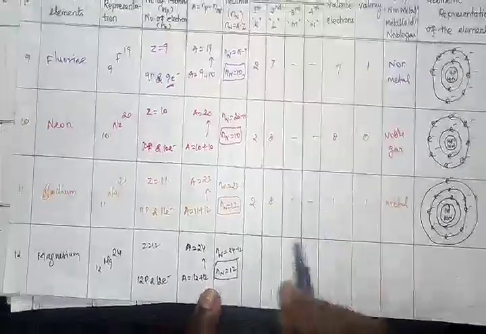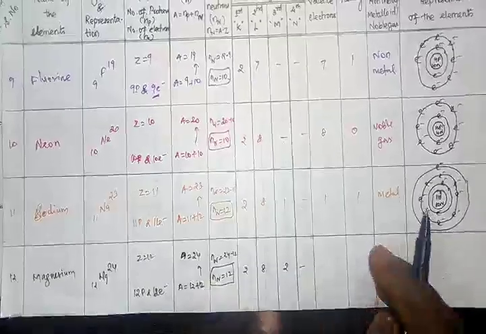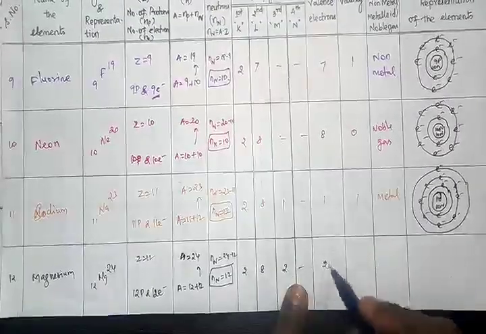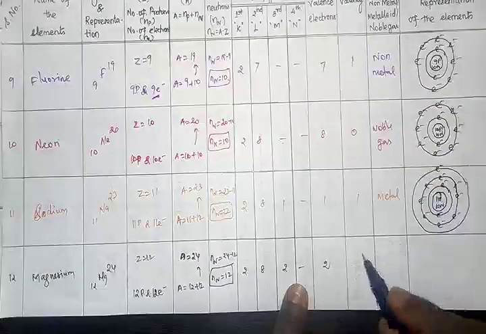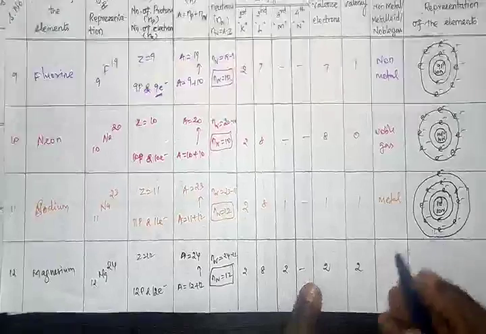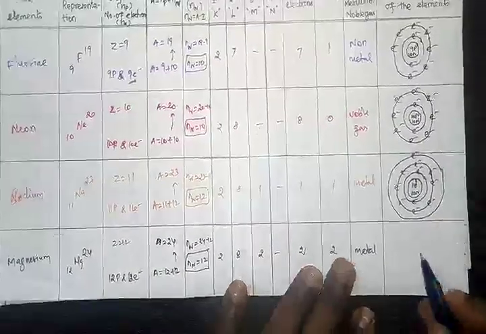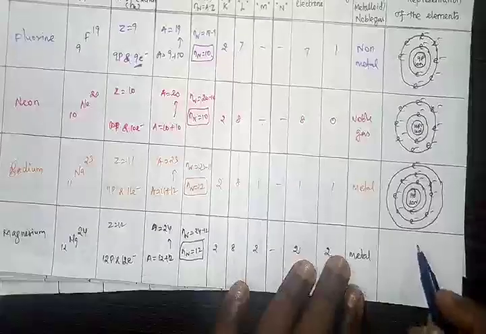Now we have 12 electrons. So 2, 8, 2. The last shell has 2 electrons. The valency is also 2, because it can lose these 2 electrons in the last shell, so it is also a metal. How do you draw the electronic configuration? We will see the geometrical diagram.